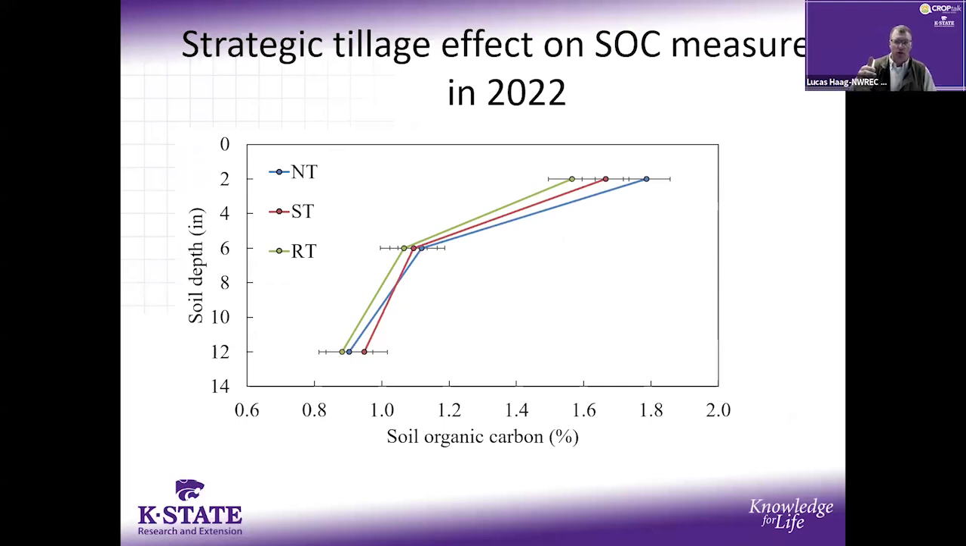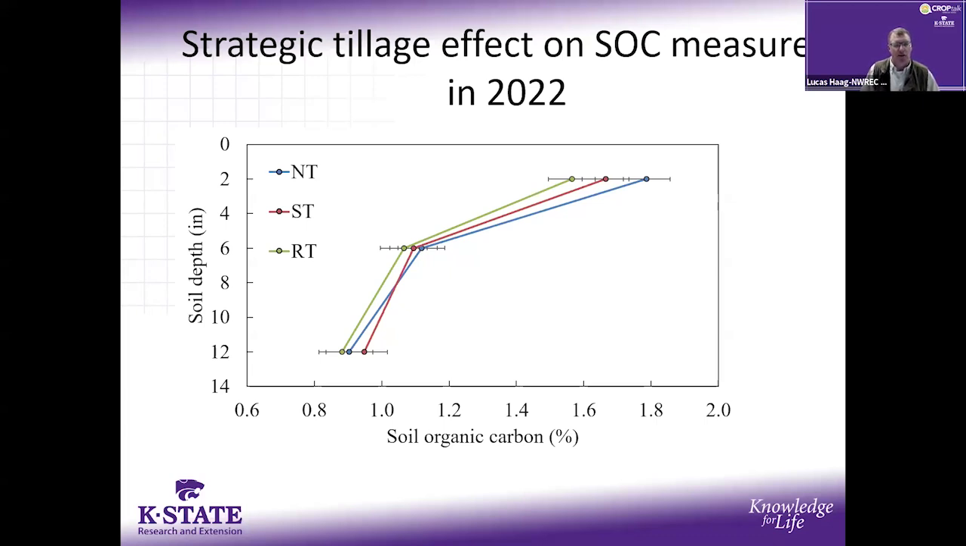So again, the plots were swept in 2016. They came back in 2022 and measured soil organic carbon. What you can see here at the 2-inch depth is that we are picking up a bit of a difference. The blue represents no-till. The red is where a one-time tillage application was done. And the green is where we had been in a reduced-till system, so in other words, tillage happening basically every year during that fallow period. We do see a bit of a separation in soil organic carbon at that 2-inch measurement depth.